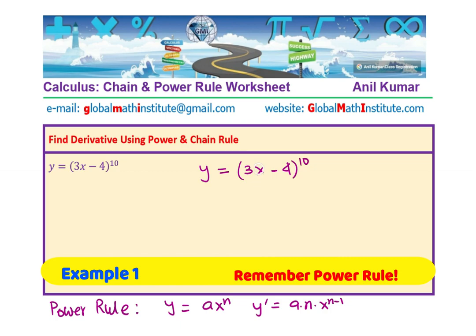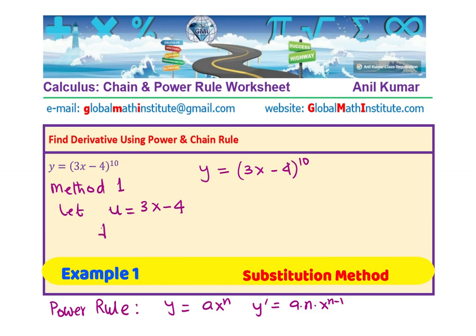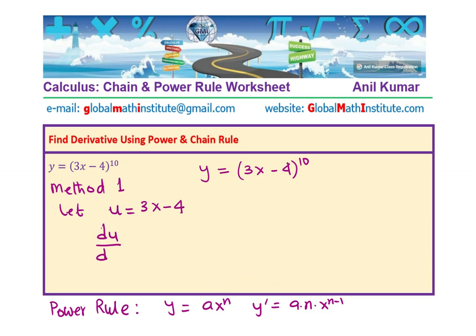But here we have a function inside, correct? So how do we apply the chain rule? Let us see that. One method, which we'll call method 1, works like this. You can say let the inside function be u. So u equals 3x minus 4, correct? Now we can differentiate u with respect to x. So we have du dx equal to 3, right? Because the derivative of a constant is 0.